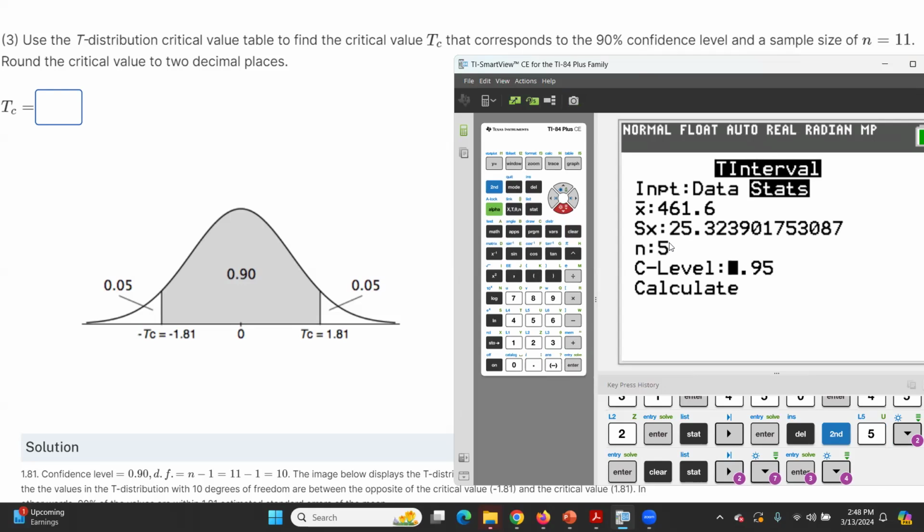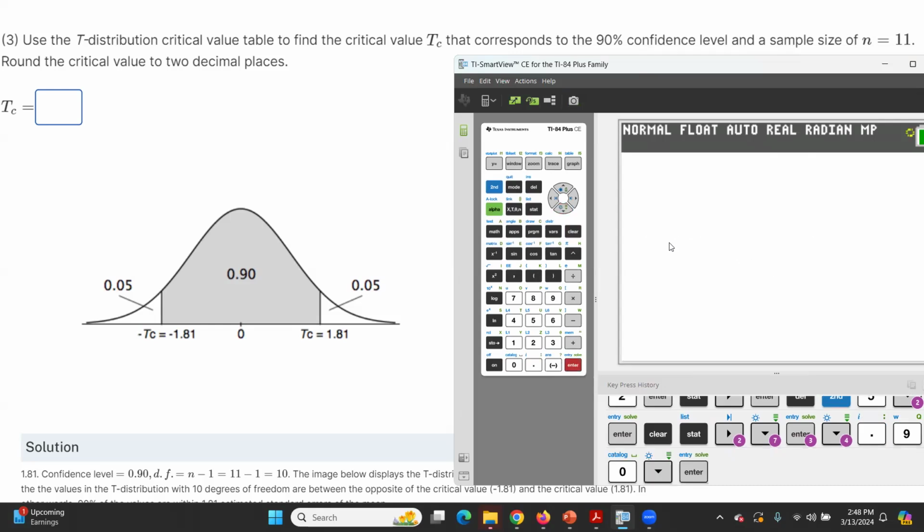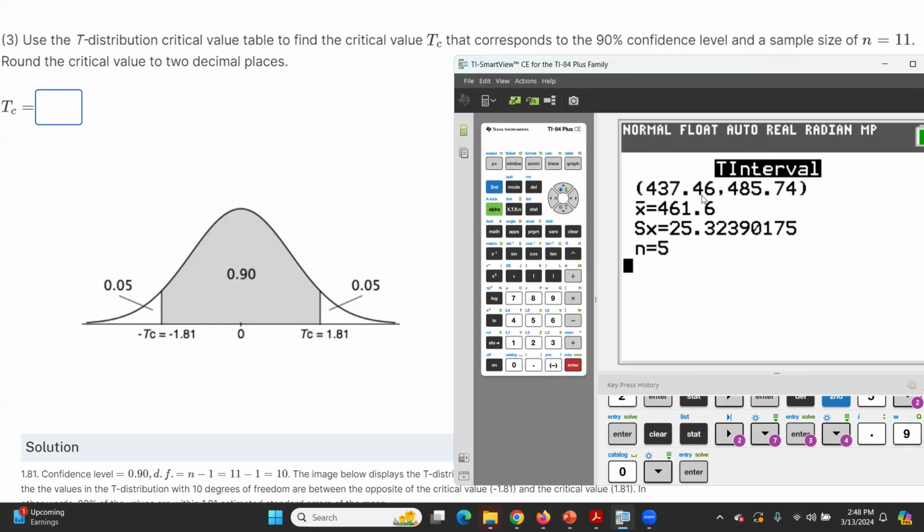Here the confidence level is 90%, 0.90. If you do the calculation, it says the lower bound is 437 and the upper bound is 485, or 486 if you want to just round these. So using your calculator makes it much easier to do the computation, but we need to have the correct values for our data.